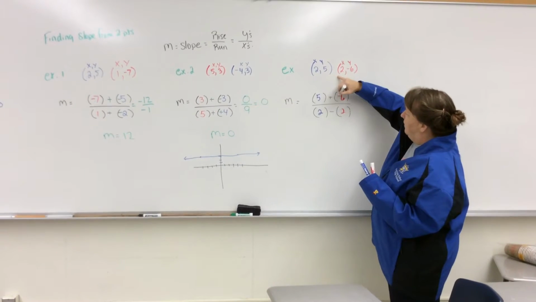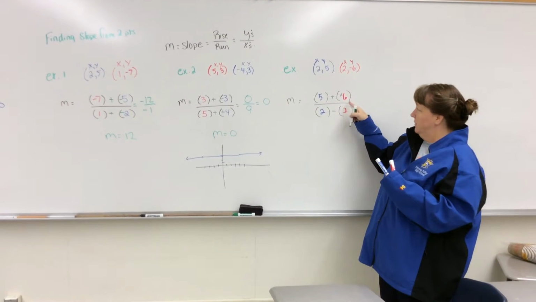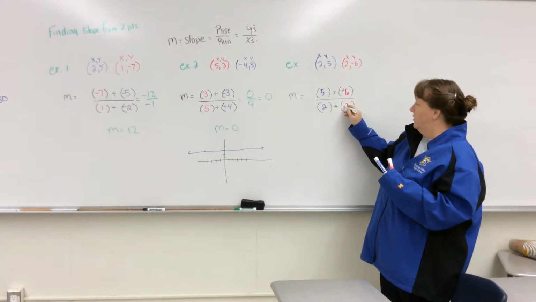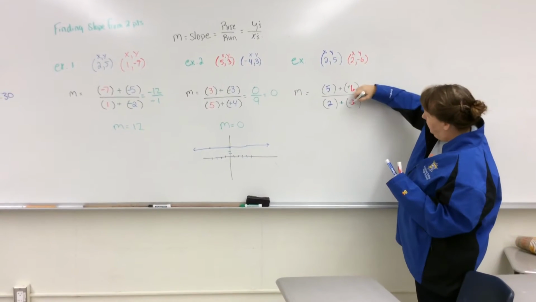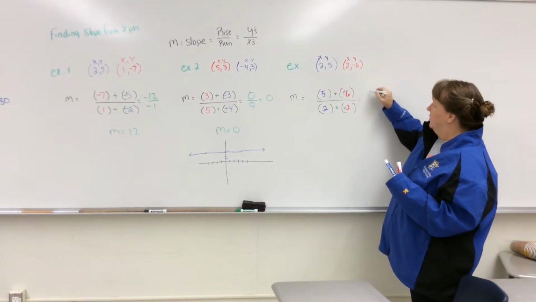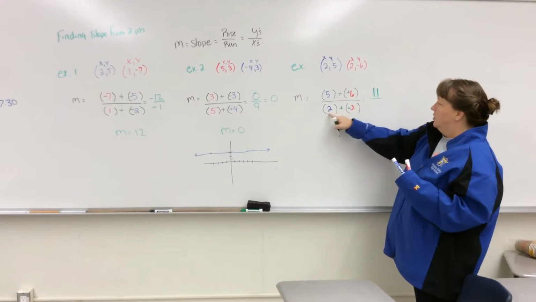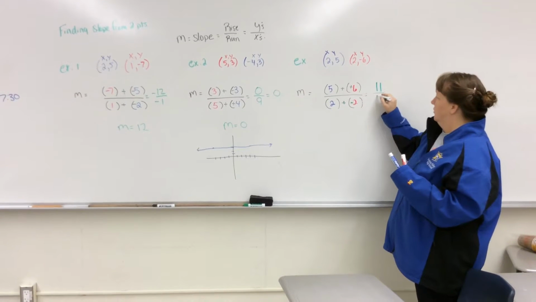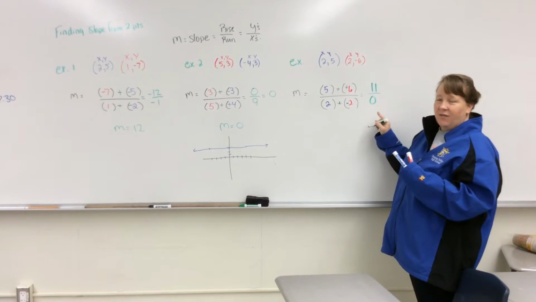So we're going to add the opposite, so now that's +6, and we're going to add the opposite, so now that's a -2. I hope you can see that. Okay, so we have 2 plus a -2, that zeroes out. And we cannot divide by a 0.